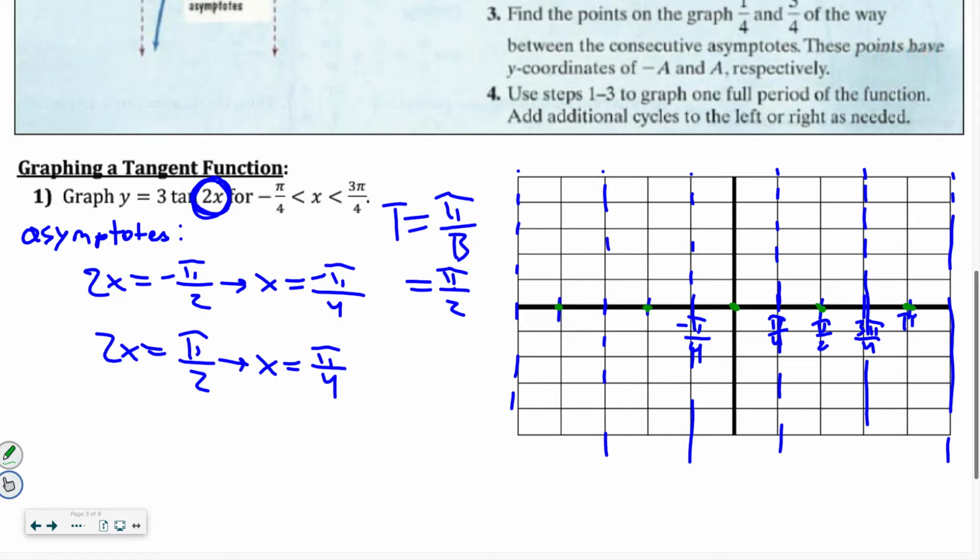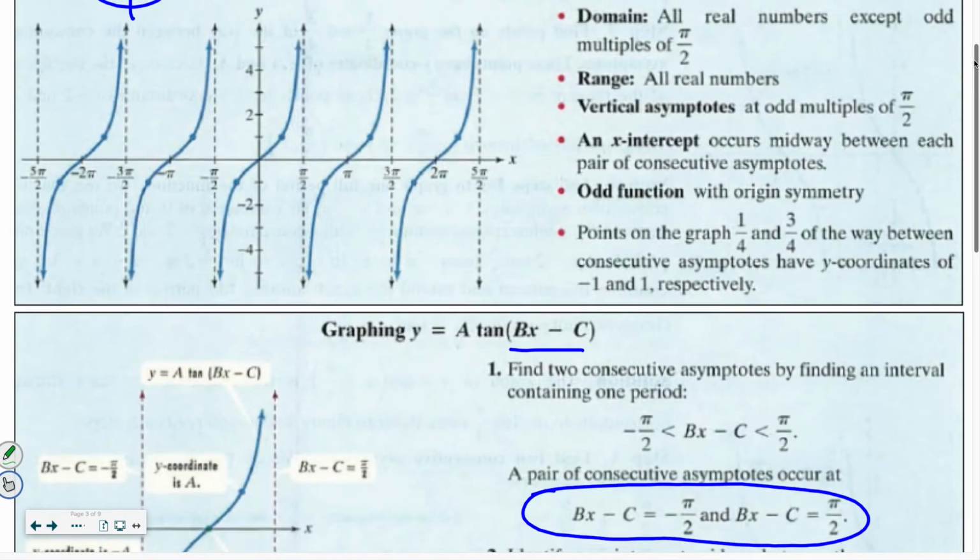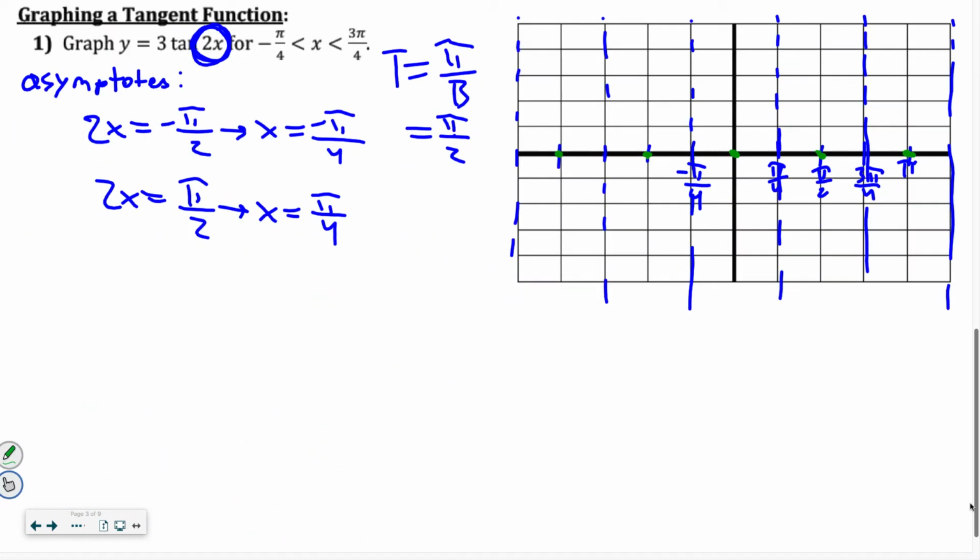Now halfway between those, we're going to have our best version of key points. Now, notice on our parent function, that's the point pi over 4, comma 1. This is the point negative pi over 4, negative 1, right? And so what ends up happening is, all we have to do is, that's where this 3 comes in.